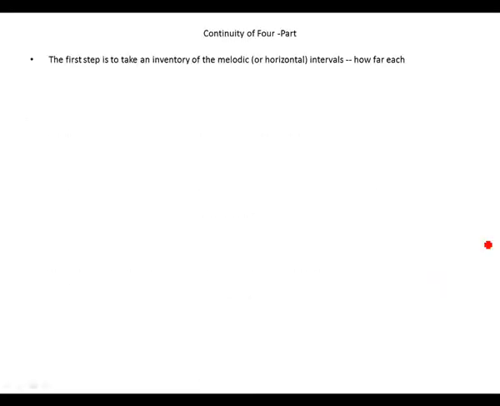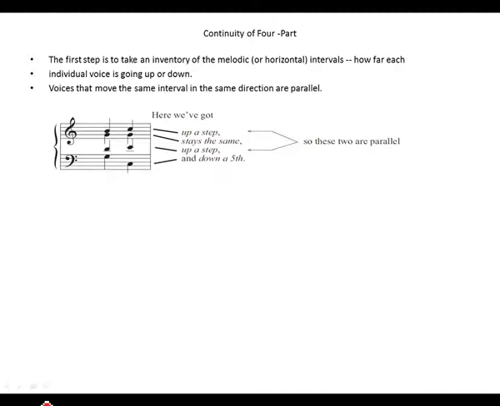The first step is to take an inventory of the melodic or horizontal intervals, how far each individual voice is going up or down. This is what you need to check. Voices that move the same interval in the same direction are parallel.